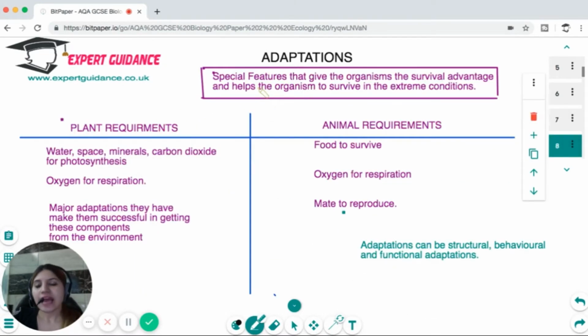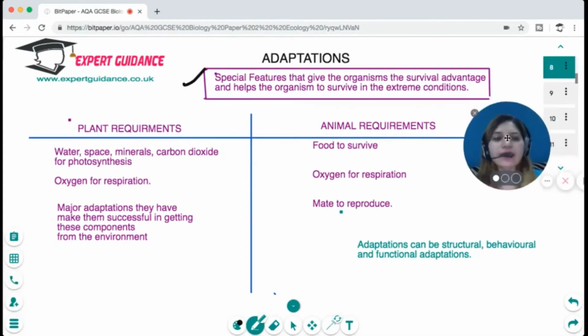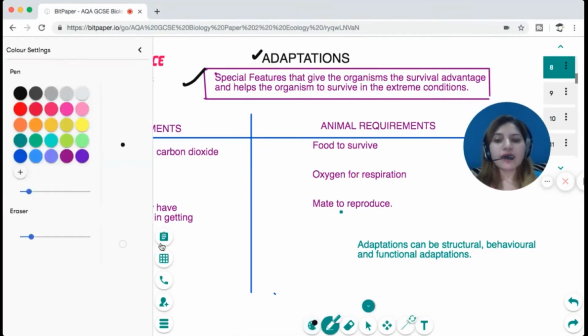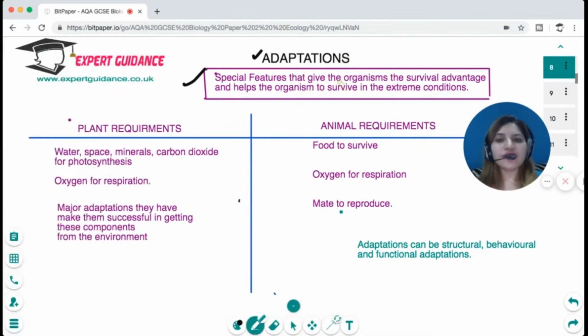Okay, now it's a very important topic. What are adaptations? You need to know the different plant and animal adaptations. Let us look at a very important concept, which is adaptations. So what are adaptations? Adaptations are special features that give the organism a survival advantage and help the organism to survive in extreme conditions.